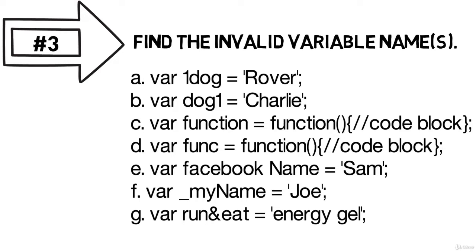E is an invalid variable name as we are not allowed to have spaces. The way to resolve using multiple words is to put them together camel case style as we saw earlier. F is a valid variable as they can also begin with underscore as well as a $ sign. Lastly, G is an invalid variable because a variable name cannot have the ampersand symbol.